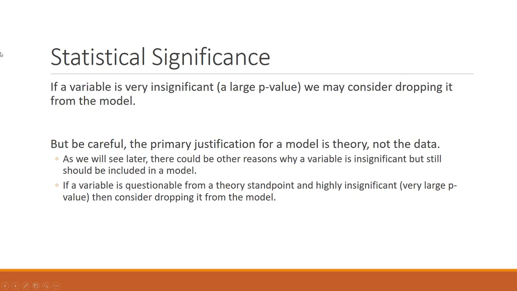All right. And then one last point is that if a variable is very insignificant, so a large p-value, we might consider dropping it from the model. But we always have to be careful because remember, the primary justification for a model is theory, not data. We always start there first. There could be reasons why a variable is insignificant but still should be included in a model. But if a variable is questionable from a theoretical standpoint and highly insignificant, then we might consider dropping it from the model.